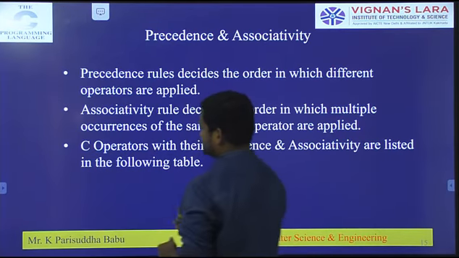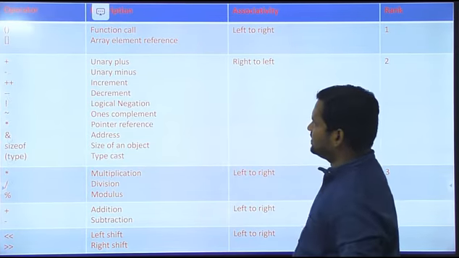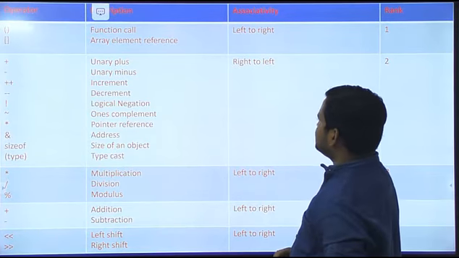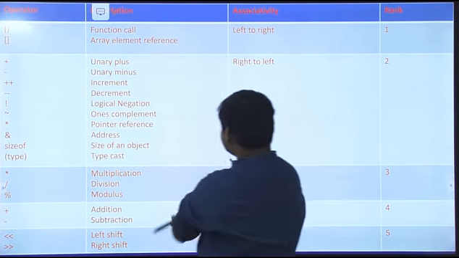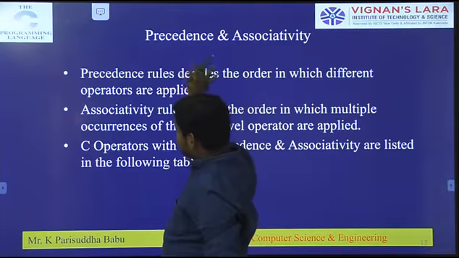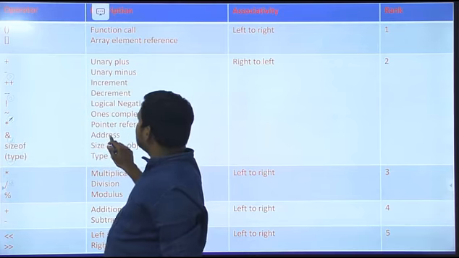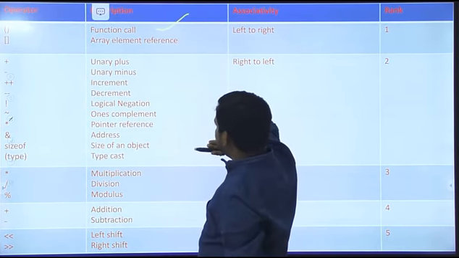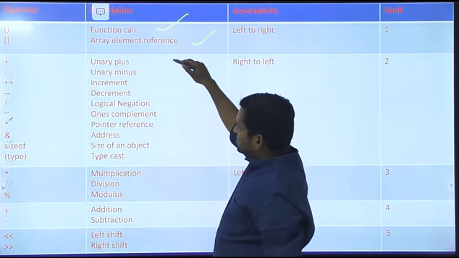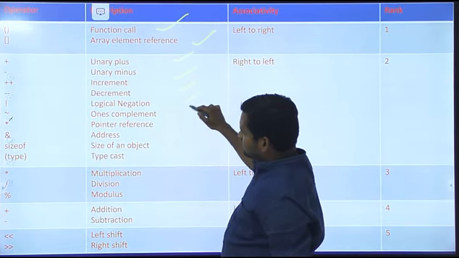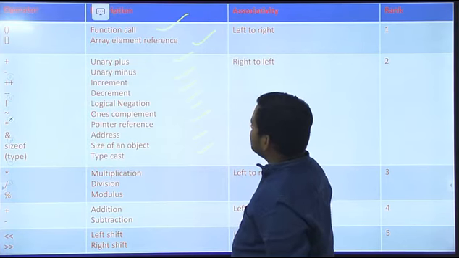Now we have to list the C operators and their precedence. See this table of precedence and associativity. Function call has the highest precedence, and next, array element reference is also of the highest precedence. After that come unary plus, minus, increment, decrement, logical operator, asterisk, address operator, and sizeof operator. All those are the next precedence.